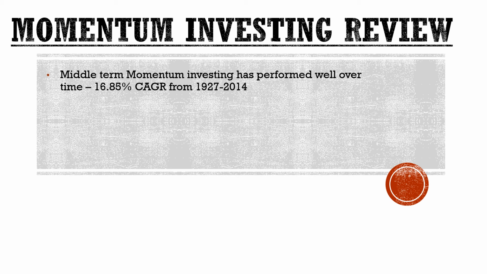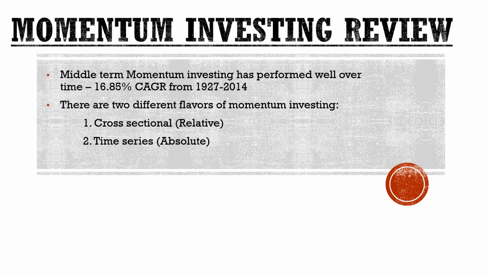And we also learned that there are different types or flavors of momentum investing, namely 2. The first was cross-sectional or relative momentum, which we talked about was comparing all of your stocks in a universe that you choose and comparing their price performance relatively. The second was time series or absolute momentum, sometimes known as trend following. And this was just looking at a single stock and seeing how its performance has been over some look-back period.